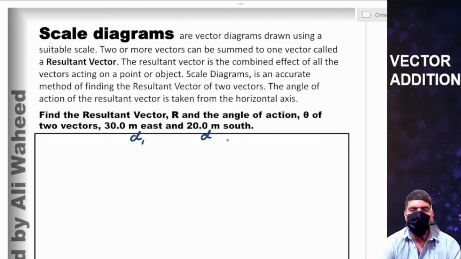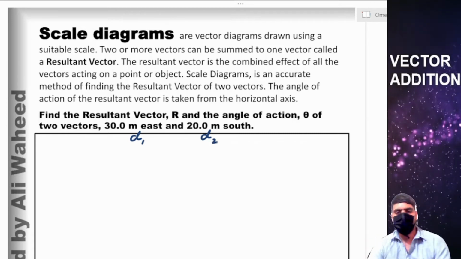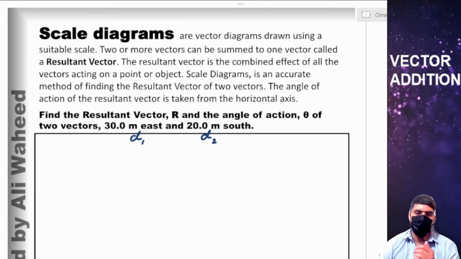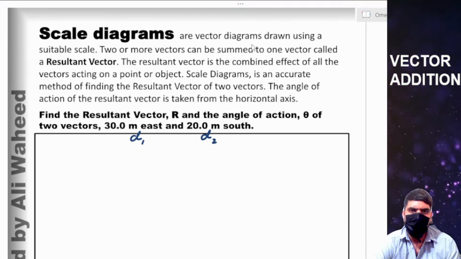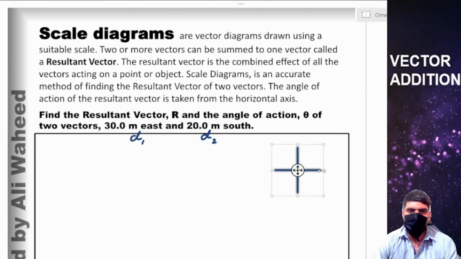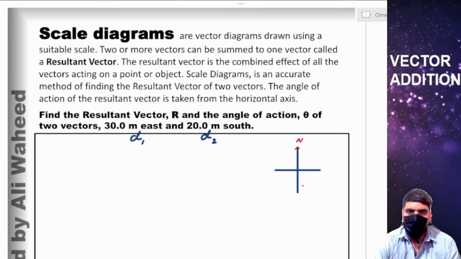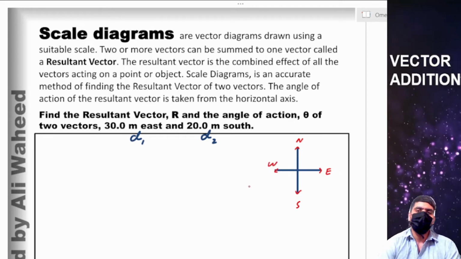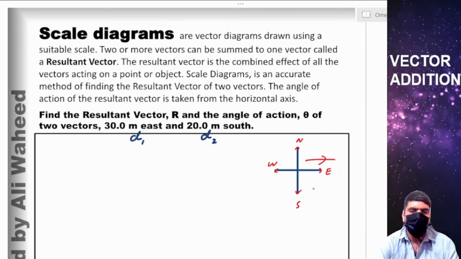So one of the vectors, you can call d1, is 30 meters, and that is directed towards east. The second vector is 20 meters, that is directed towards south. So if I can draw a map here real quick, just to show the directions. This one would be representing north, this one south, this one east, and this one west. So we have one vector towards east, the other one towards south.